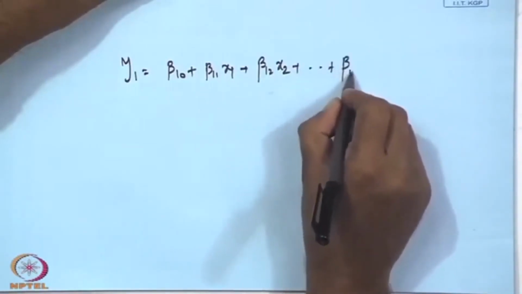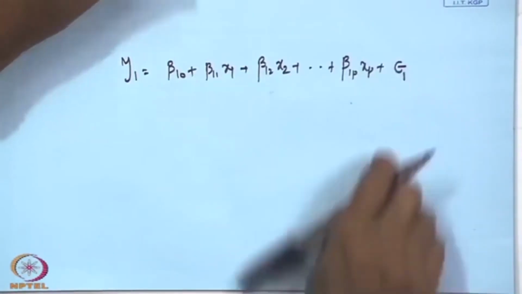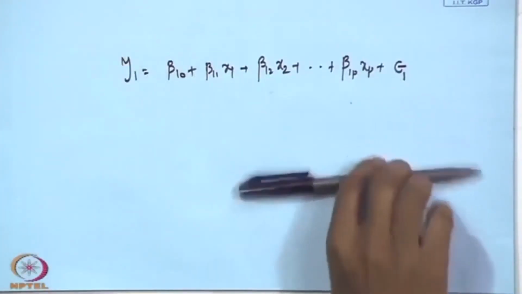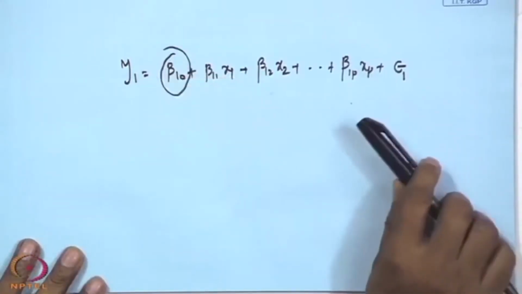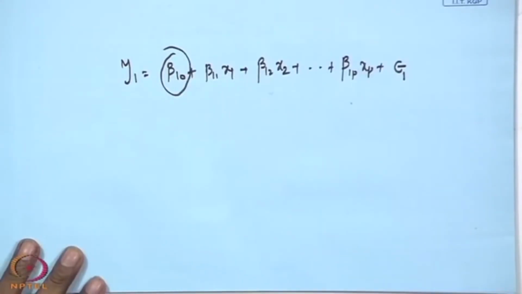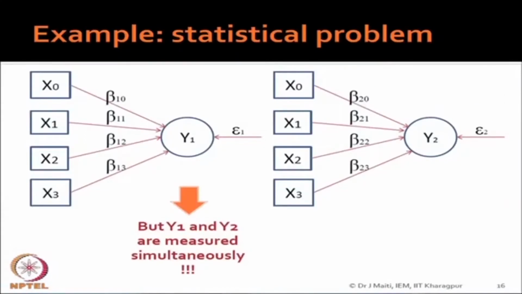Like beta 1 p x p plus epsilon 1. So, what is this? This is the bias term. Now, what I am saying further is that y1, y2 you are measuring simultaneously. Do you want to keep the structure intact while estimating, while modeling? What is the structure here? Both things you are measuring simultaneously.